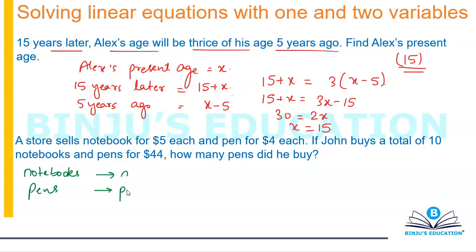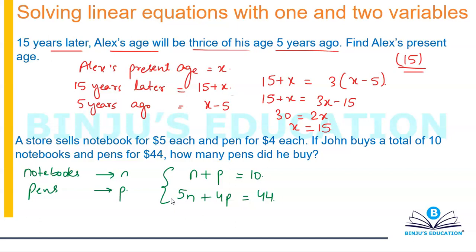He buys a total of 10 notebooks and pens, so that means n plus p is equal to 10. And he paid a total of $44. Now if a notebook costs $5, then n notebooks will cost $5n. If a pen costs $4, then p pens would cost $4p. And the sum of these two amounts will be equal to 44. Now I have to solve these two equations: n plus p is equal to 10 and 5n plus 4p is equal to 44.